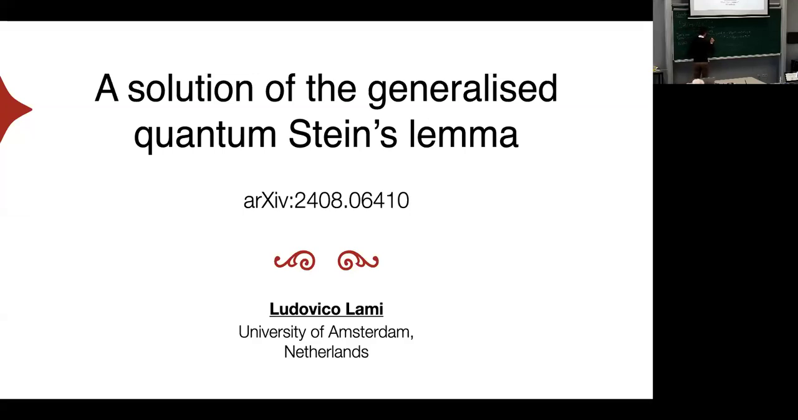such that the type 1 error probability is smaller than epsilon. Okay, so epsilon is some number between 0 and 1, some threshold that we fix for the type 1 error.